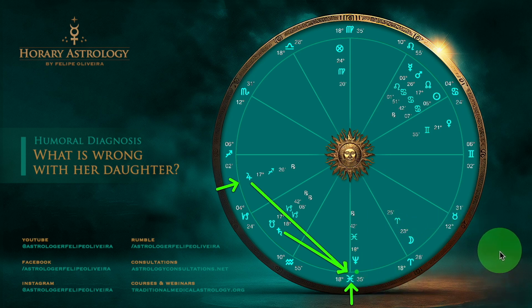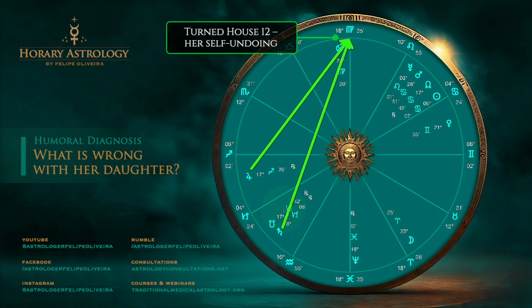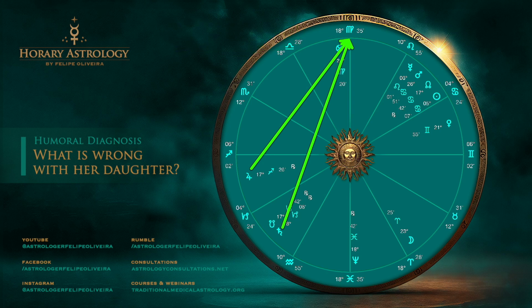Adding to the picture, we have the same planets aspecting her turned 12th cusp, which house Mercury rules. We will see what all this means shortly. If there is any doubt about analyzing House 12, in this case look no further than the context itself. Depression, suicidal thoughts, OCD.